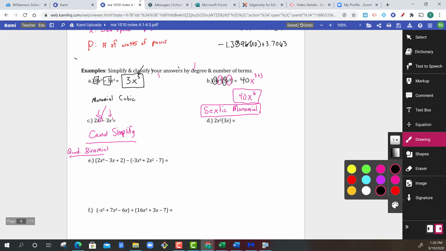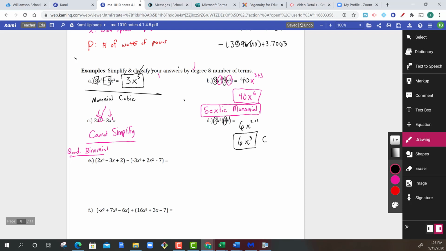Letter D, we are multiplying. So when you multiply, you do not have to have the same exponent. So we're going to multiply the numbers. 2 times 3 is 6, and x to the second times x to the first. Remember, when we multiply, we just add the exponents, so this is going to be 6x to the third. That is a cubic, because the biggest exponent is 3, and it is a monomial, because there is a single term in this problem.